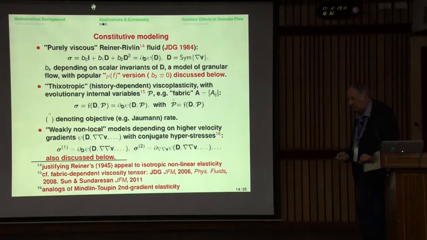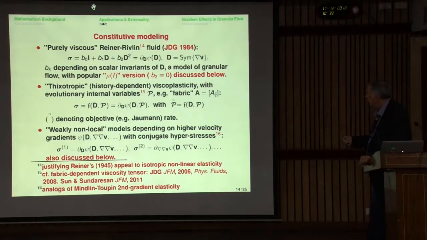Many of you will know that heroic efforts have been made over the years to put restrictions on these coefficients, which depend on the scalar invariance of the strain rate, so that this is dissipative. Once you say it is dissipative, you have a dissipation potential that depends on the invariance of the strain rate, and you need do nothing else. You'll get this form correctly dissipative from the derivatives of this with respect to strain rate.